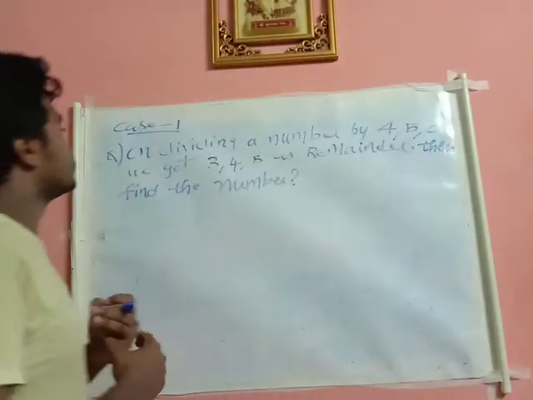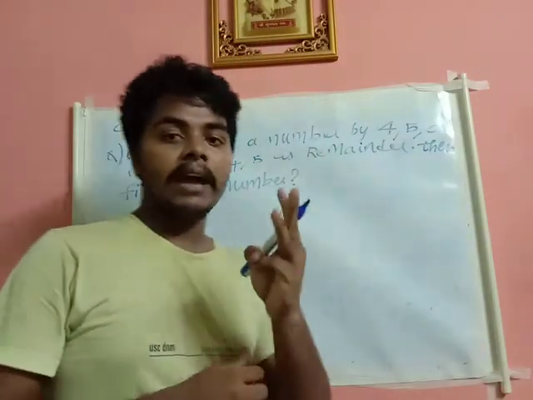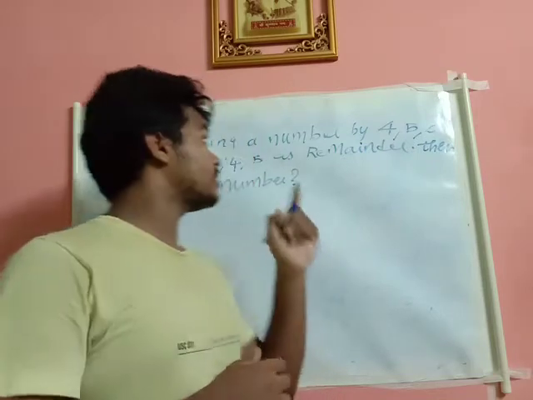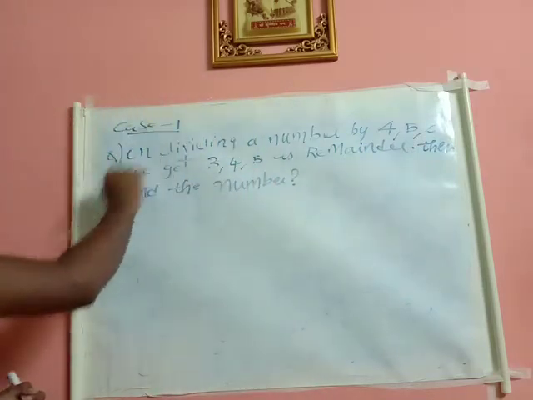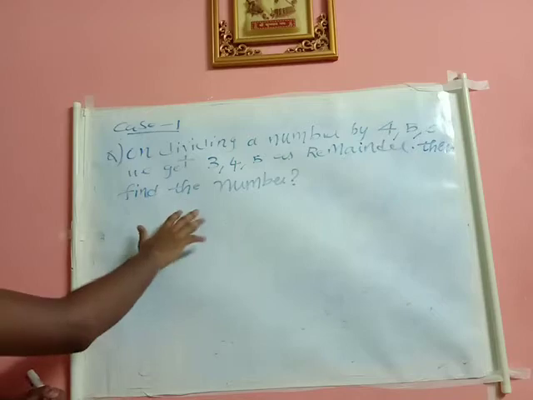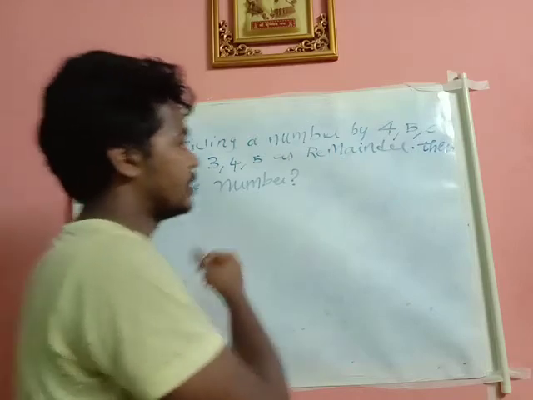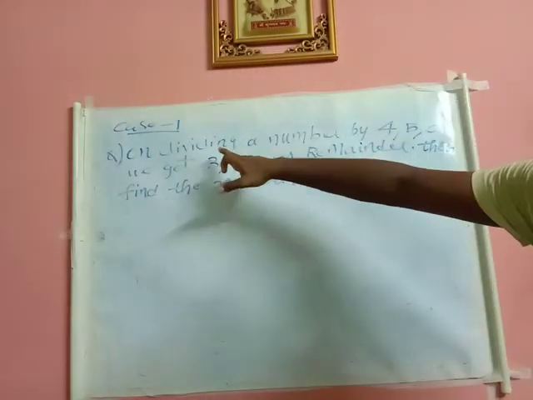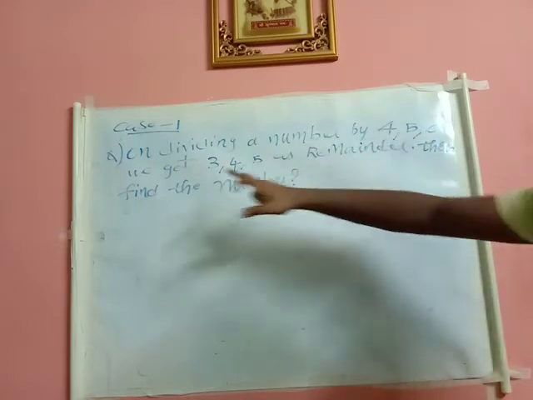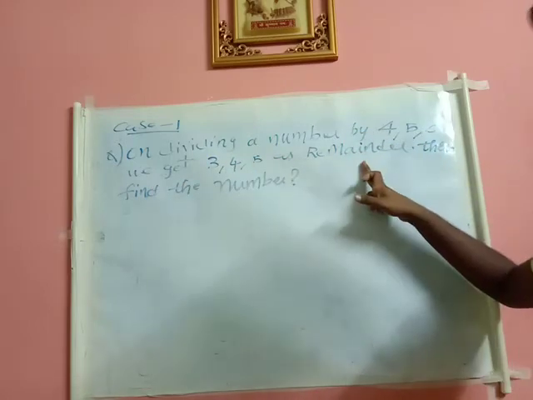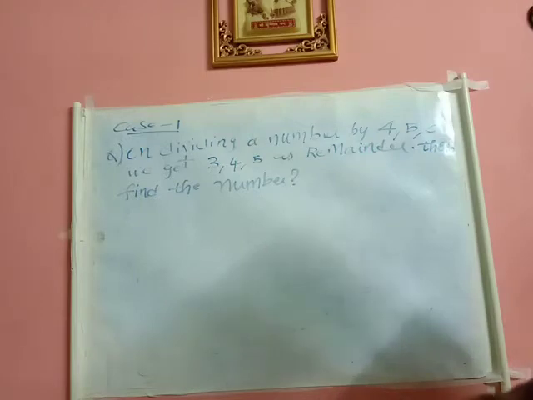Friends, initially I told that we'll be having 3 cases in remainders. So this is case 1. How to solve the problems on case 1. What problems come under case 1, we'll be discussing here. See, what is the question? On dividing a number by 4, 5, 6, we get 3, 4, 5 as remainders. Then find the number.